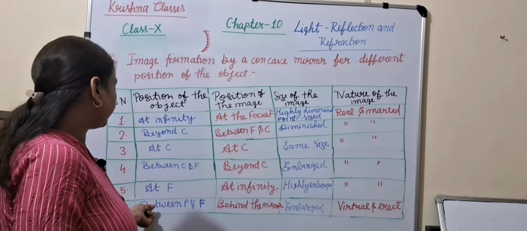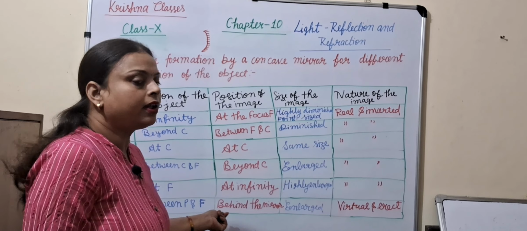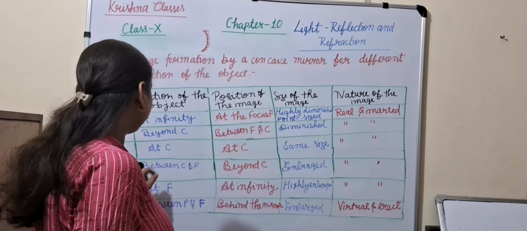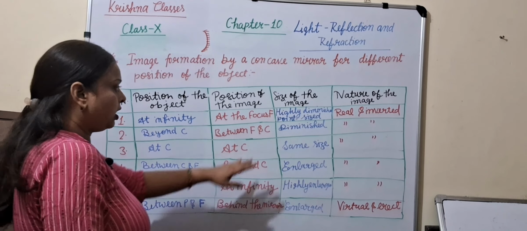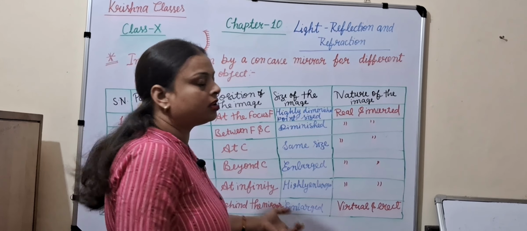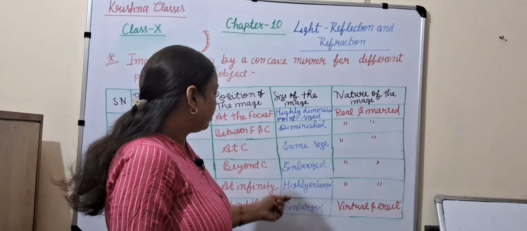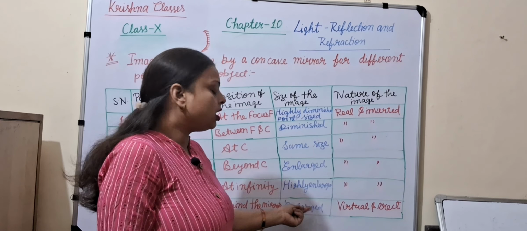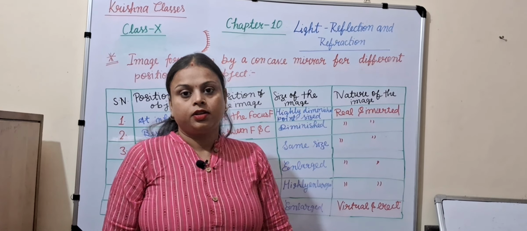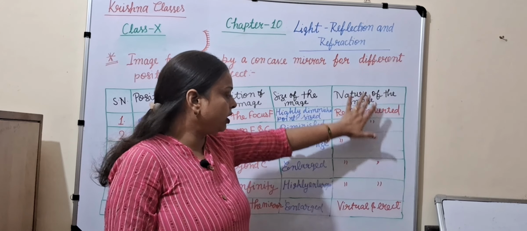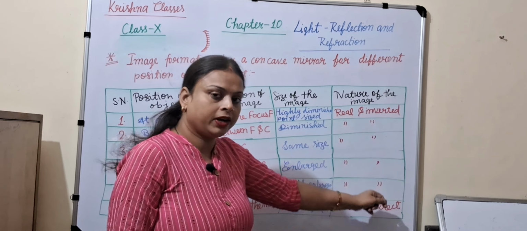When the object is present between pole and focus F, it means when the object is between P and F, at that time the image is formed behind the mirror, and what is the size of the image? Enlarged, and nature virtual and erect. This is the difference between the previous five types and the sixth type.